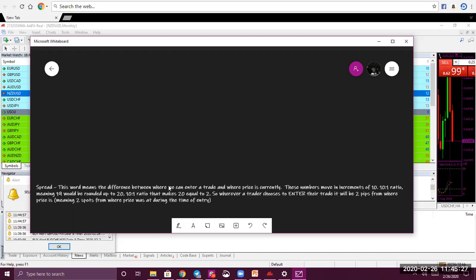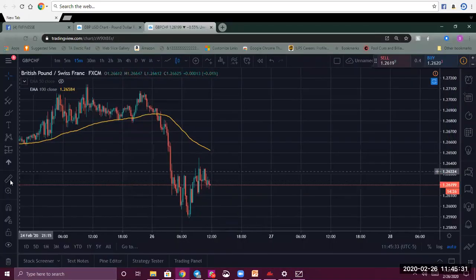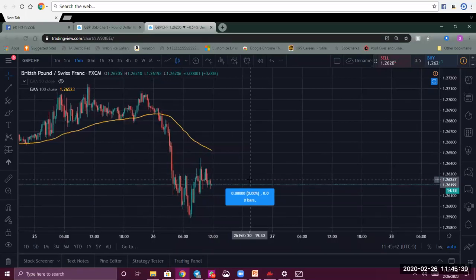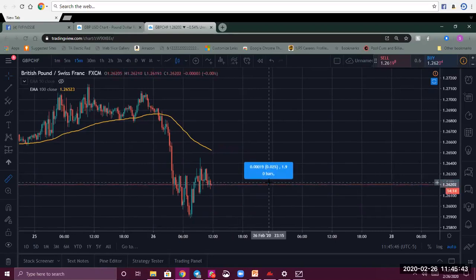So according to this, where price is at right now, if we're here and the spread is 20, we want to enter in here, it's going to put us 2 pips away from where we want it to be. If spread is 20 or 10, it's going to put us 1 pip away. So our entry will be over here, 2 pips there. That's what spread means.